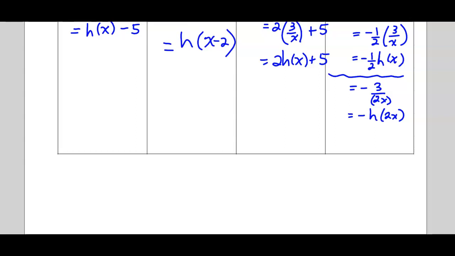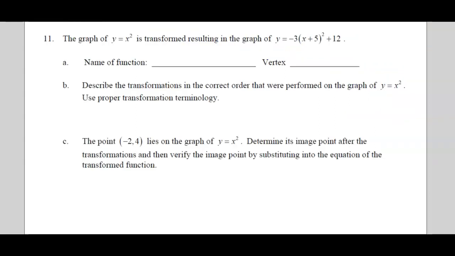Now we're going to review some transformations. So quadratic, y equals x squared, transformed to be y equals negative 3 times (x plus 5) all squared plus 12. Well, name the function. You better know it. It's quadratic. And better know what the vertex is. Who can tell me what the vertex is? Yep, negative 5, 12.